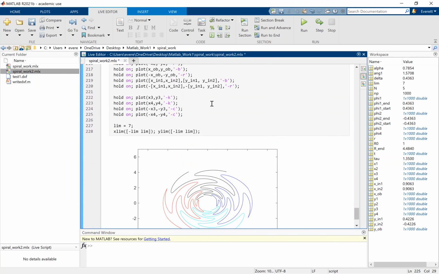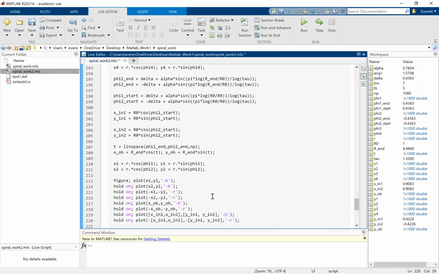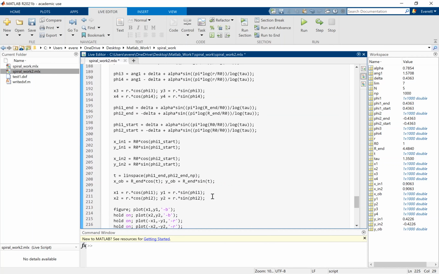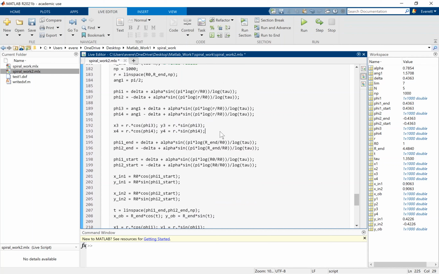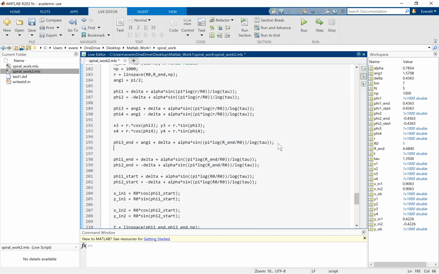So again, we have to make outer bounds and inner bounds for these. So let's start with, well, they're both going to be the same. We just make it negative when we plot. So right here, phi3_end is going to equal this, but we plug in r_end here. And phi4_end is going to equal this, but we plug in r_end.